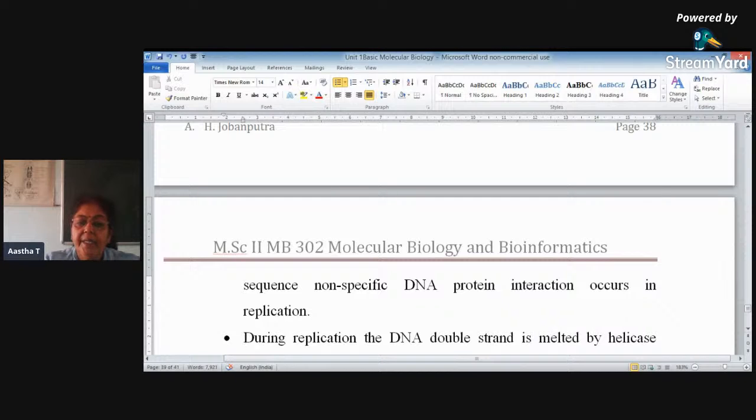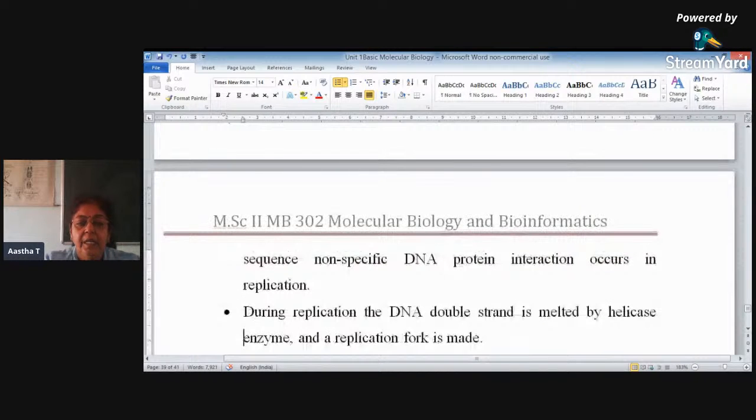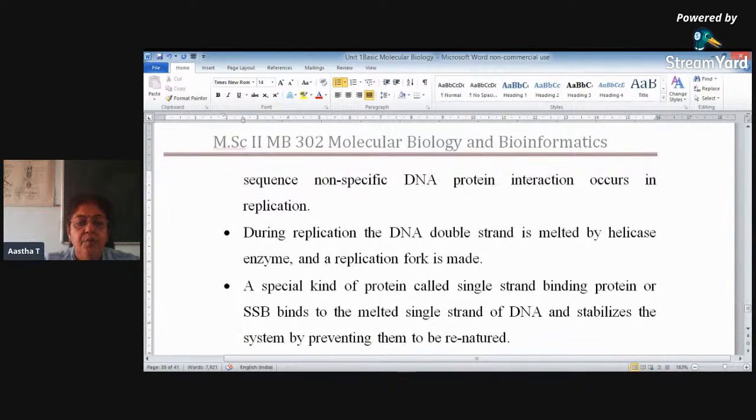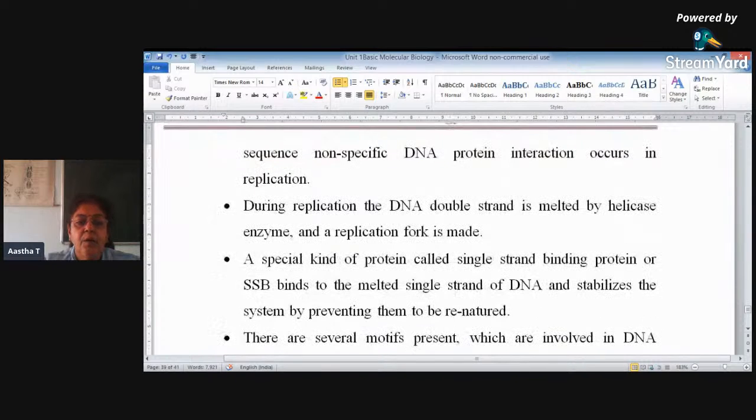So this type of binding is non-specific DNA protein interaction. Specific DNA protein interaction is usually found in protein synthesis, that is transcription, and non-specific DNA protein interaction is found in replication. For example, in replication, the helicase enzyme is a protein, it binds to the DNA and breaks the hydrogen bonds and results in the formation of the replication fork. A special kind of protein called single strand binding protein, SSB protein.